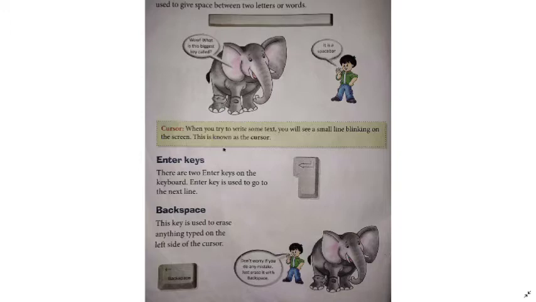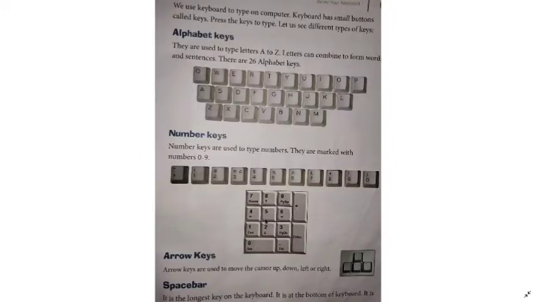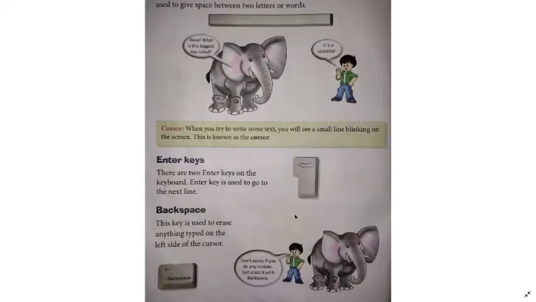ओके, नेक्स्ट वी हैव एंटर कीज. There are two enter keys on the keyboard. We have two enter keys. The first enter key is along with the alphabet keys, and the second is here along with the number keys, the second enter key. So enter key is used to go to the next line. Whenever we have to change a para, we will use enter key. We will not use anything, we will just use enter key there.